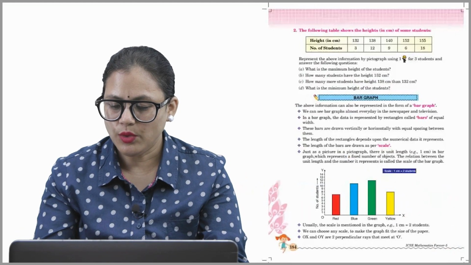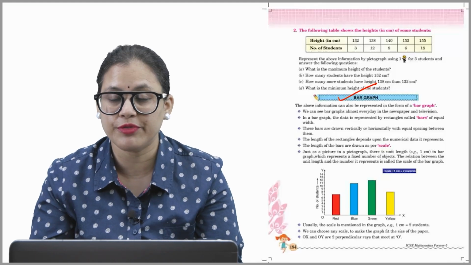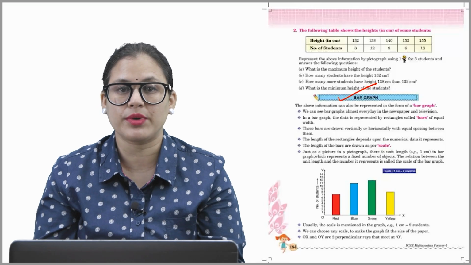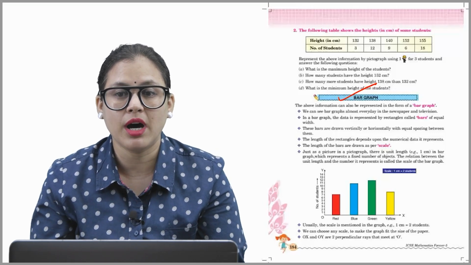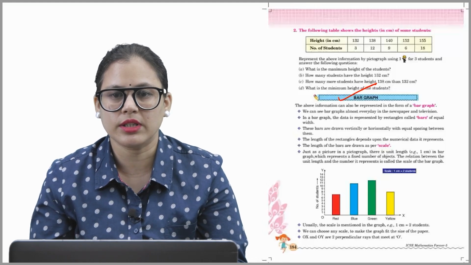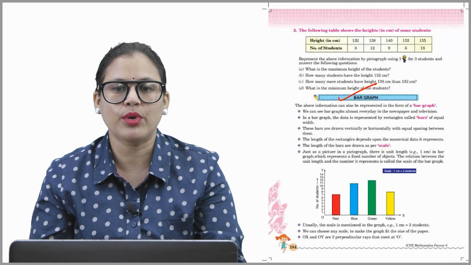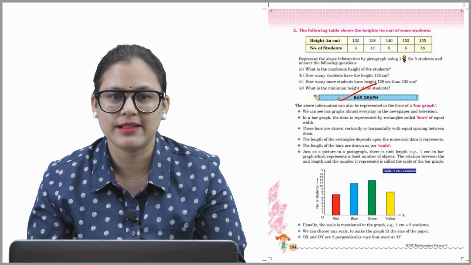Okay. Now bar graph. The above information can also be represented in the form of a bar graph. We can see bar graphs almost every day in the newspaper and on television. In a bar graph, the data is represented by rectangles called bars of equal width. These bars are drawn vertically or horizontally with equal spacing between them. The length of the rectangles depends upon the numerical data they represent. The lengths of the bars are drawn as per scale.